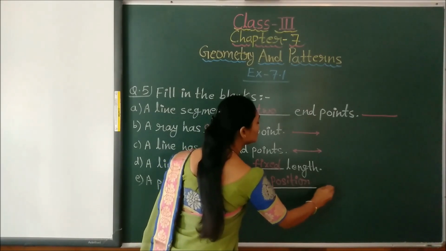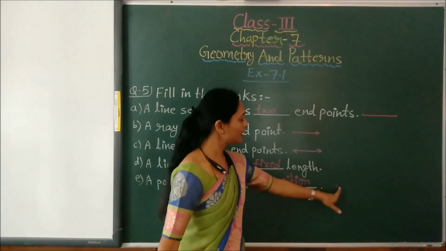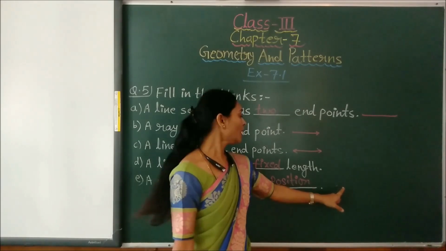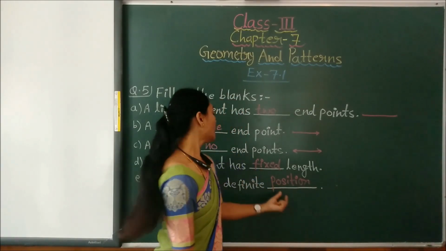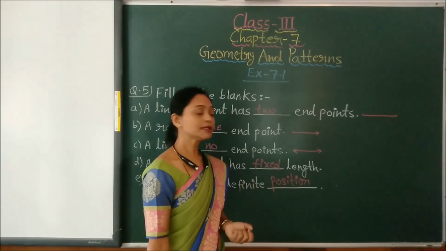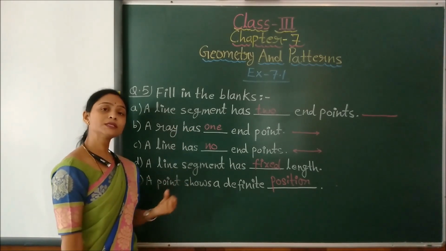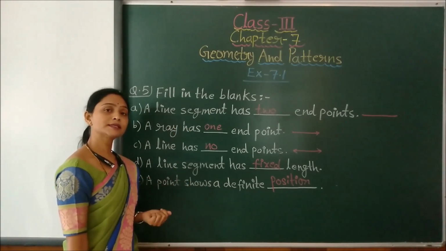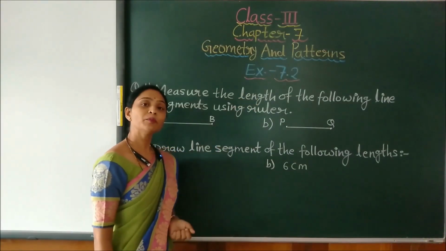Yes. So how to draw the point? See, like this. We are putting a dot. A point is showing an exact position or location. Yes. So this way we have filled all these blanks. Now we will see the next exercise. So let's solve exercise 7.2.